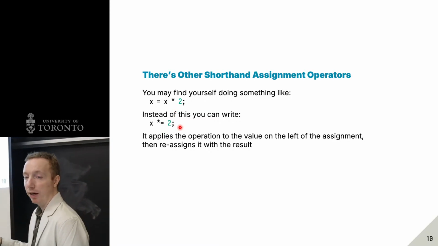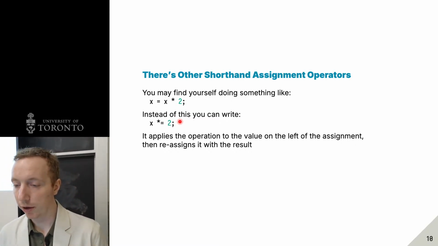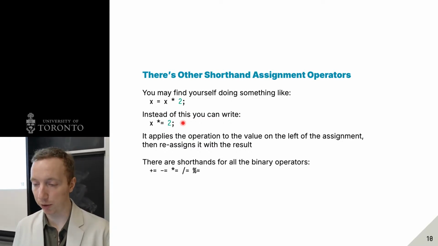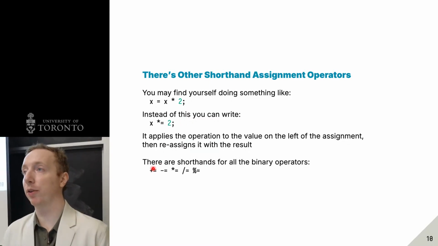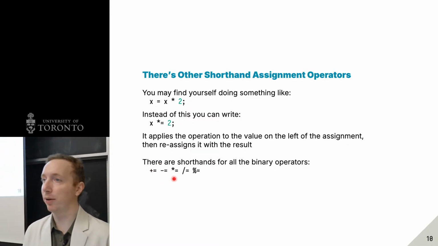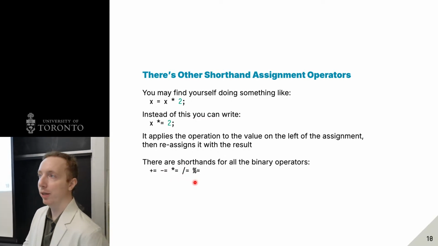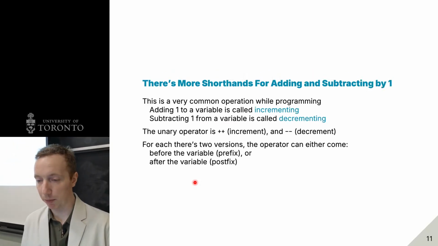So it applies the operation to the value on the left of the assignment and reassigns it with the result. These 2 lines are exactly equivalent. This one is just a bit shorter. There are shorthands for all types of binary operators. You could do plus equal, minus equal, multiply equal, divide equal, mod equal, if you really want to. So you might see that come up in your programs as well.